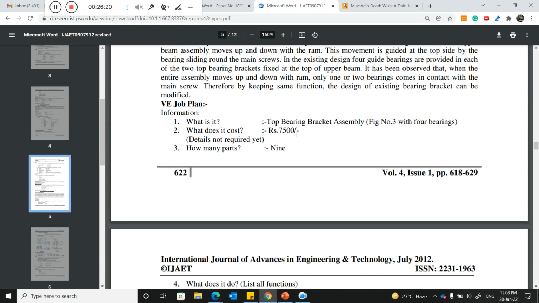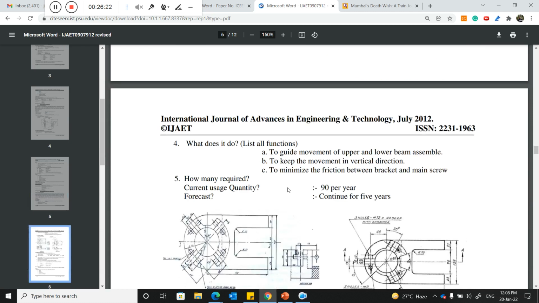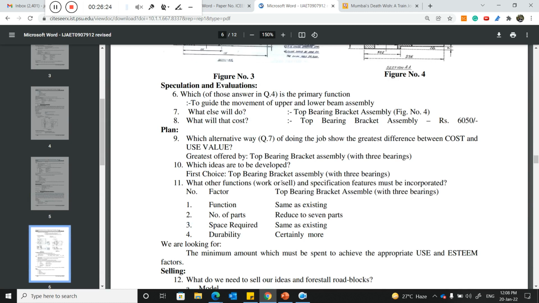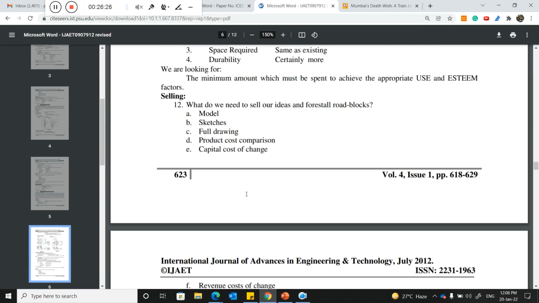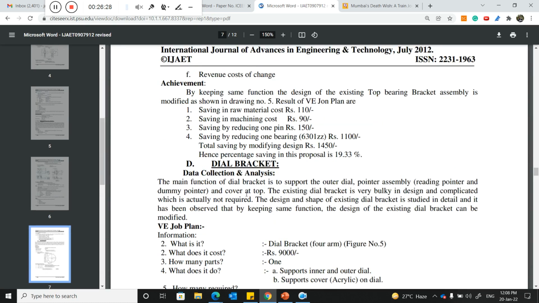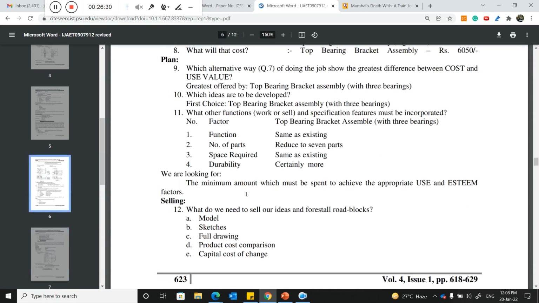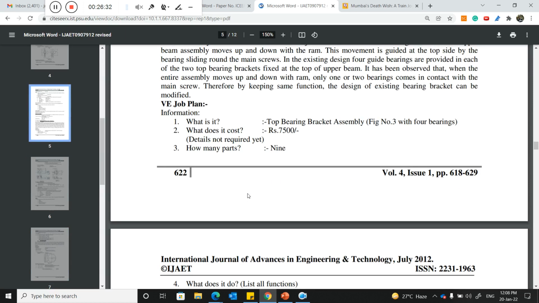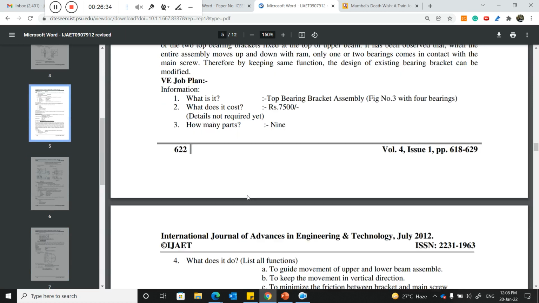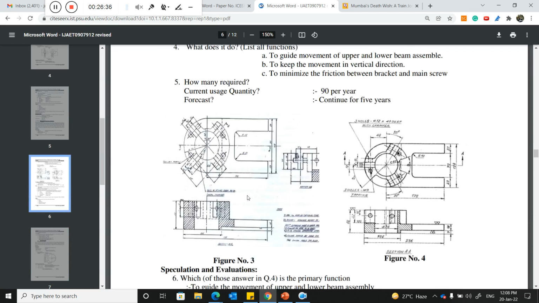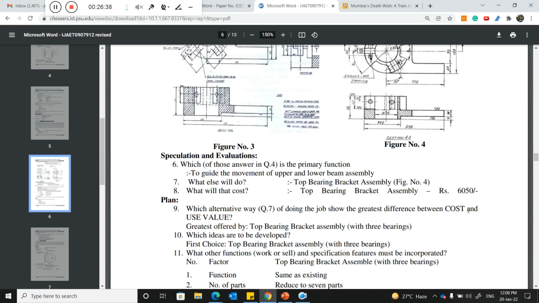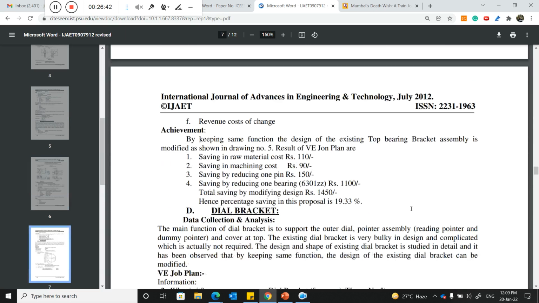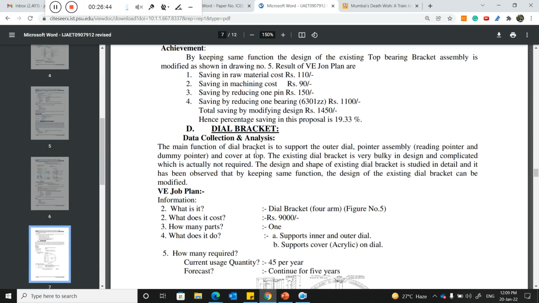There is one more product that is actually used for movement upward and downward. So 7500 is the price. If I replace it, then what will be the price? I think that will be given in this particular thing. Just wait. Okay, now the price is 6050. So like that you can apply it for many products.